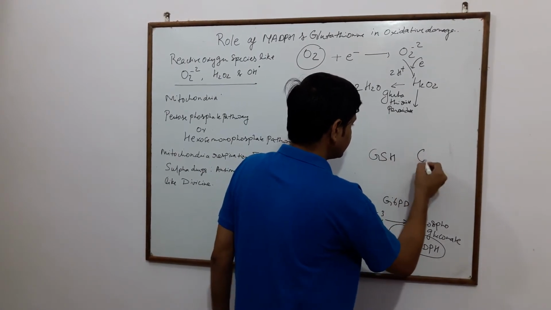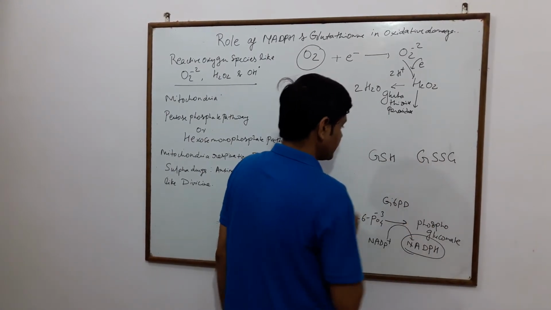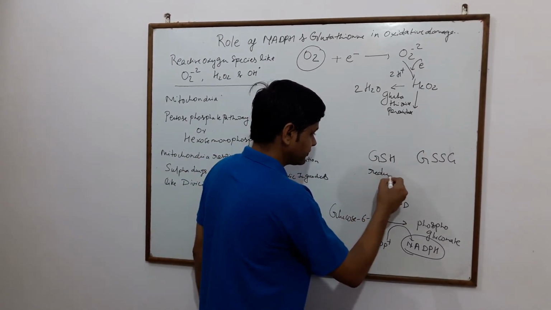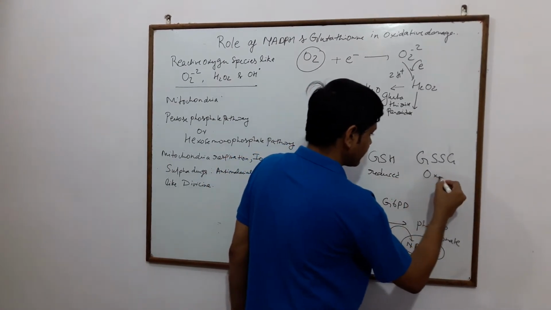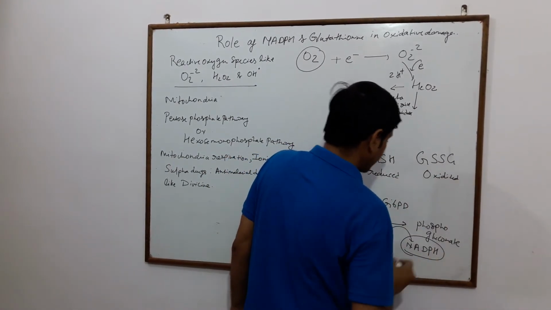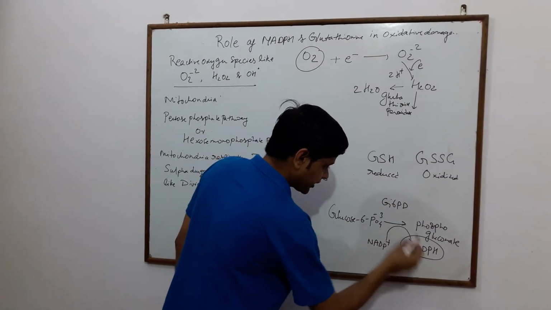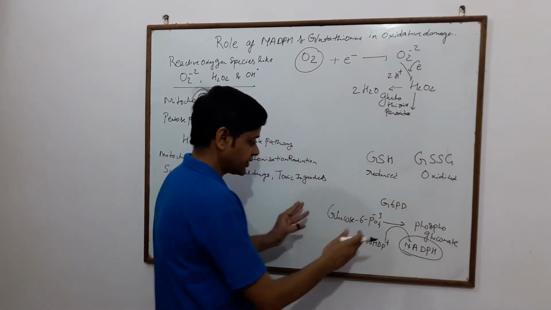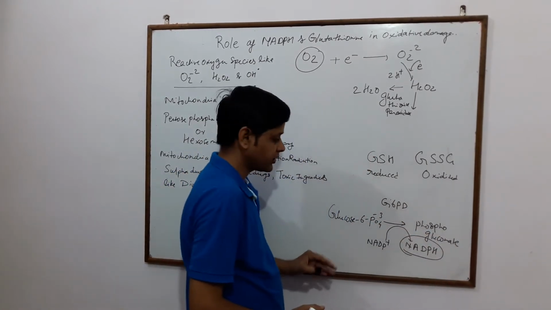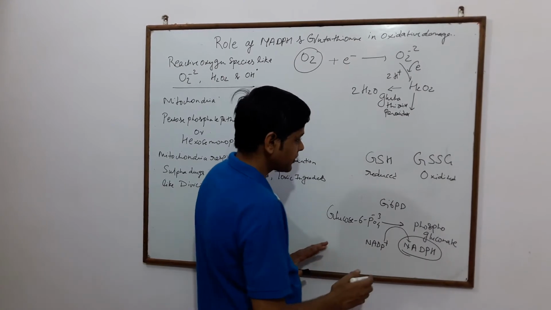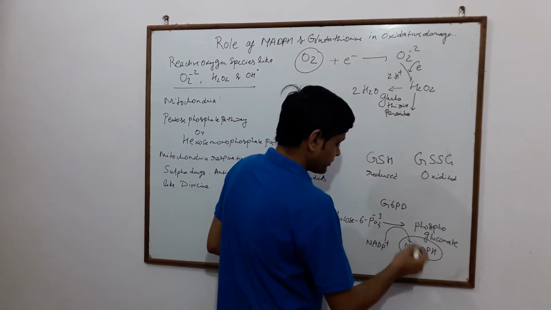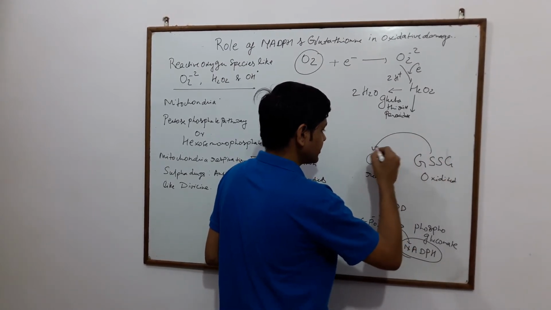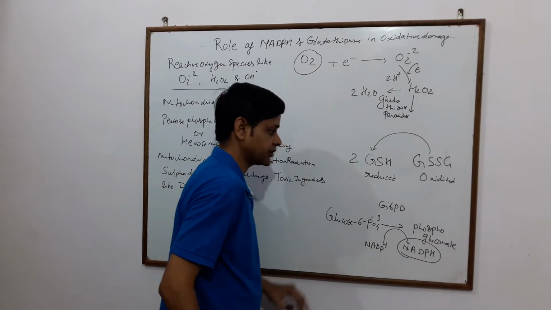GSH and GSSG. This is the reduced form of glutathione, and this is the oxidized form. When NADP is converted into NADPH, when this enzyme is available, then this reaction proceeds in this way during the oxidative phase. So when this is converted, the oxidized form is converted into GSH. 2 moles of GSH are generated.